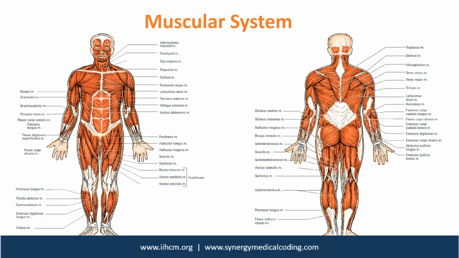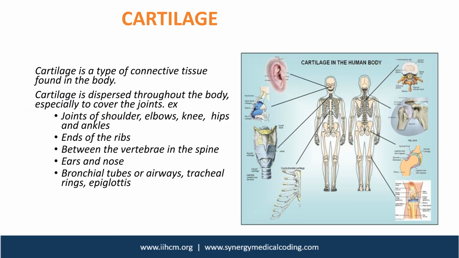ensuring stability. The muscular system is responsible for movement, maintaining posture, and producing heat. Muscles are vital components of the musculoskeletal system, working with bones and joints. Cartilage is a type of connective tissue found throughout the body, especially covering joints like the shoulder, elbow, knee, hip, and ankle. It's also found in the ribs, spine, ears, nose, and airways.